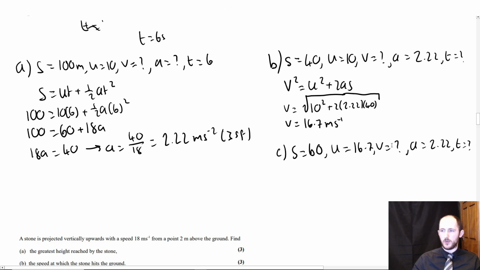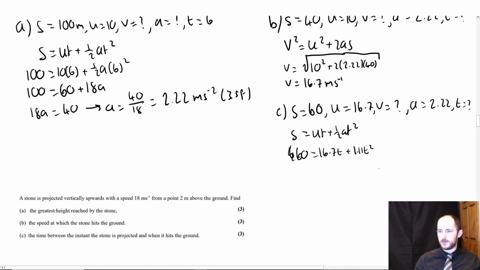Okay, so if we have S, U, A, and we want T, then a good equation to use is S equals UT plus a half AT squared. If we want to rearrange for T, it's actually going to give us a quadratic, which makes it ever so slightly harder. But let's do it. 16.7 T plus a half of A, so 1.11 T squared. If I move the 60 to the other side, it is common to actually get a quadratic like this. And then we're going to get two values for T.